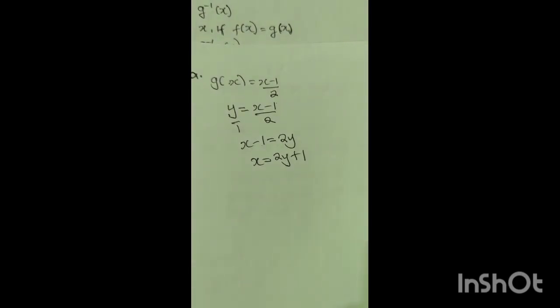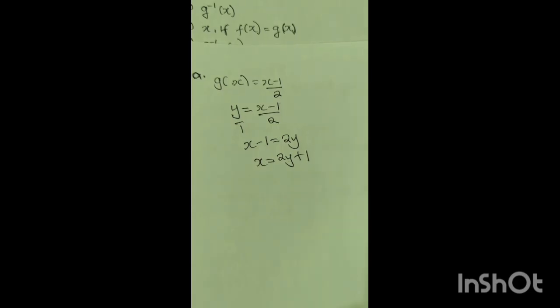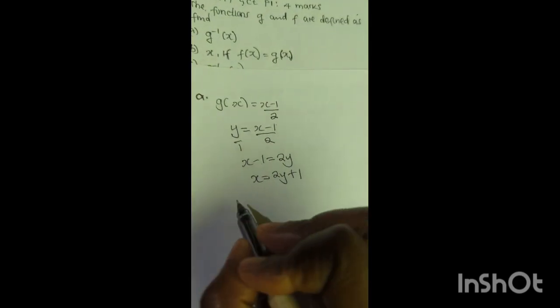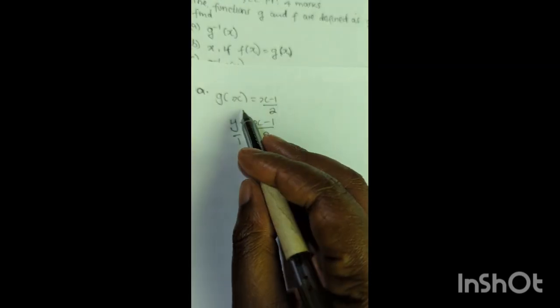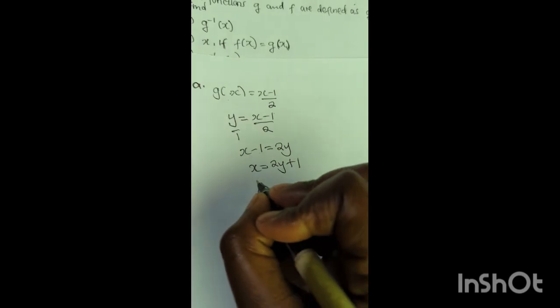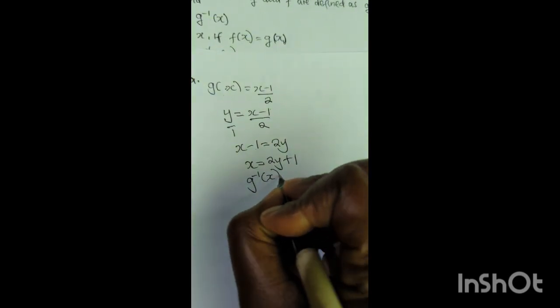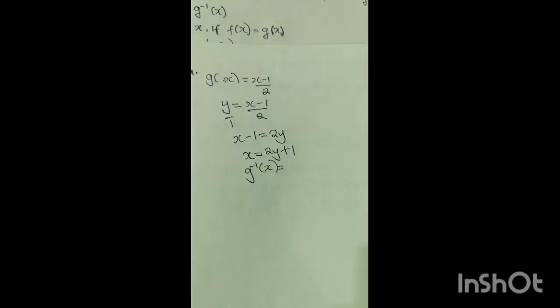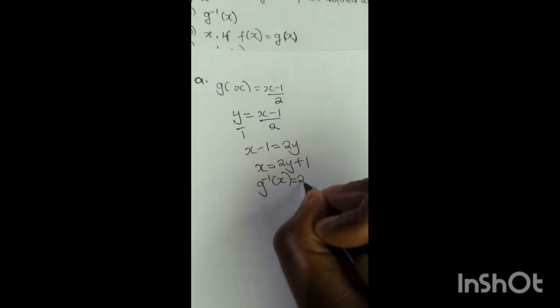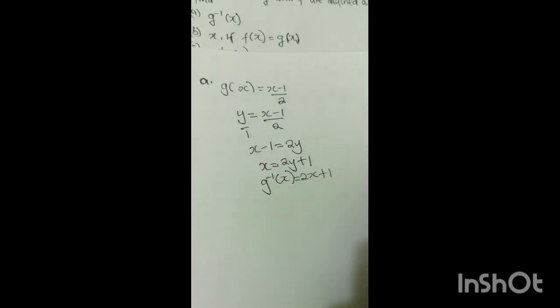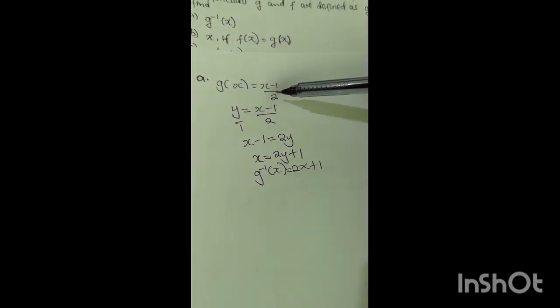x is equal to 2y plus 1. Then the last part is you replace this with an inverse, so this will become g inverse of x is equal to, then you replace y with x again. This will become 2x plus 1. That's it.